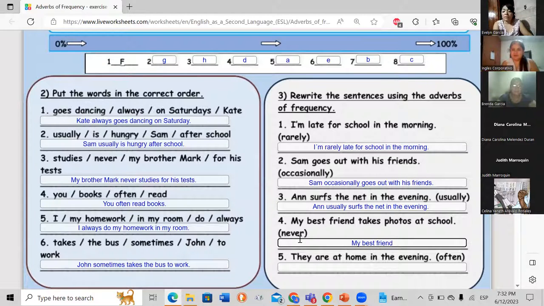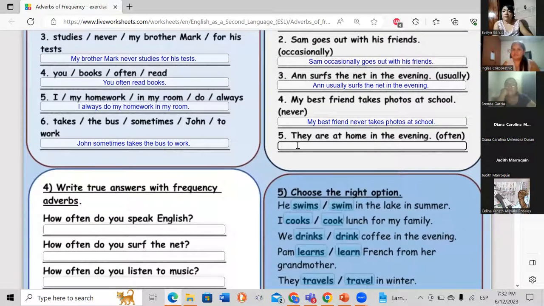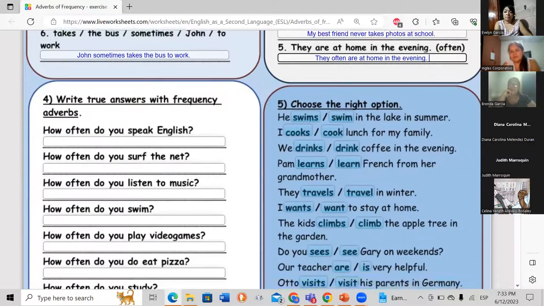My best friend never takes photos at school. Okay, very good. And Brenda, number five. They often are at home in the evening. Okay. Very good. Good job.